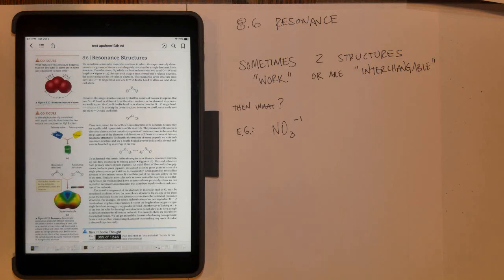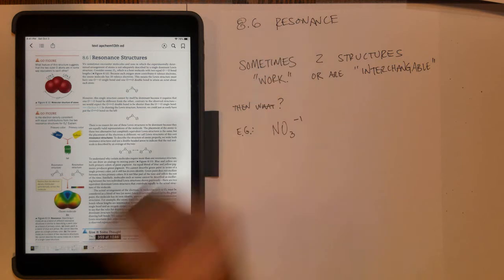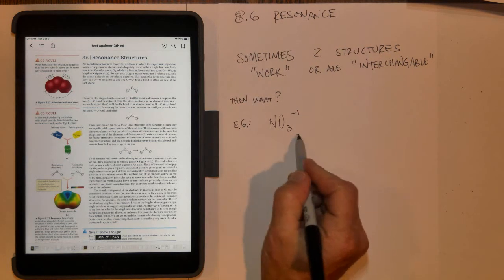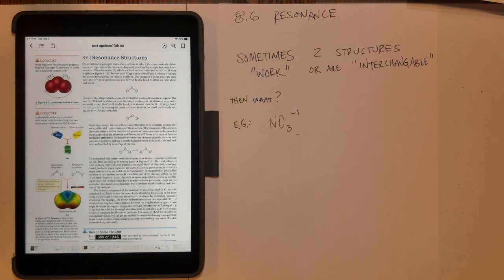Well, in this video, we're still talking about Lewis electron dot structures. We're still talking about some exceptions in drawing them. And this exception is called resonance. So sometimes two or more structures work and are interchangeable. Well, then what? So let's use an example of this, the nitrate ion.